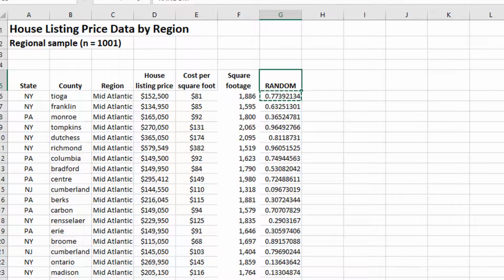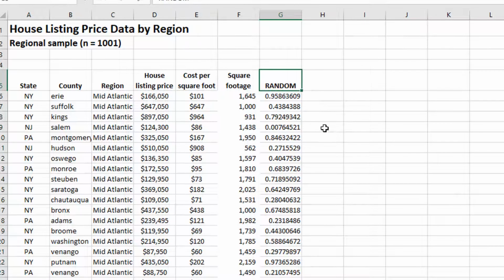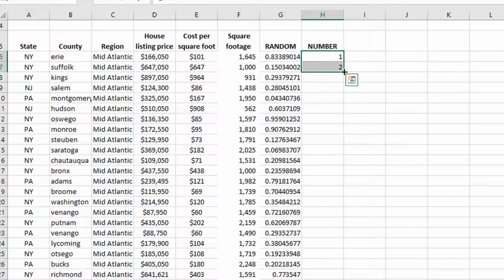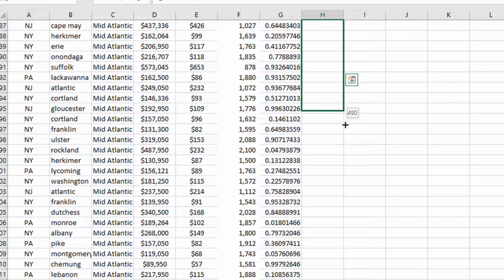But I'm going to just sort by the random column, and that effectively shuffles up the data. So under the data menu, I'm going to sort and sort by the random column. Okay, we've done this a bunch of times, and I'm going to select both 1 and 2, and then if I auto-complete this, it's going to go 3, 4, 5, 6, 7. All right, quickly go down to, that'll help me count 500 rows.